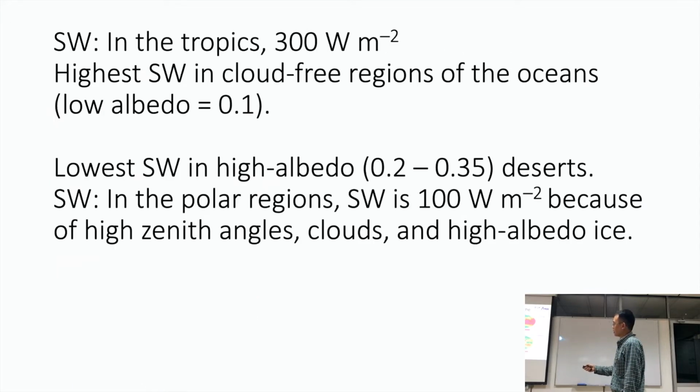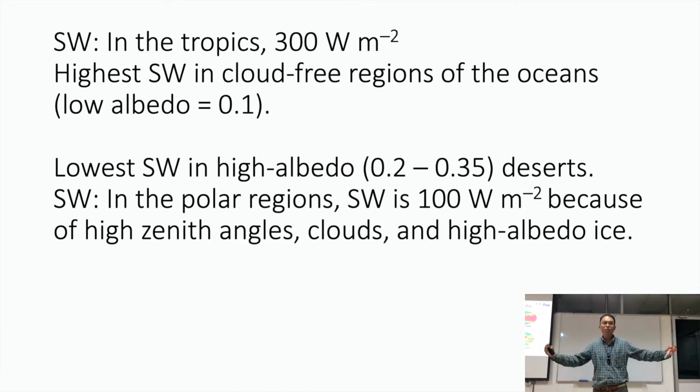Shortwave radiation in the tropics is about 300 watts per meter square, but this is averaged, because at a certain point on Earth in the tropics, the maximum value should be about 800 watts per meter square. But because it's averaged throughout, and sometimes we have clouds, from 800 it drops down to 200, 100, and then if there's no cloud, it's 800. But you average it all out, it becomes 300 watts per meter square.